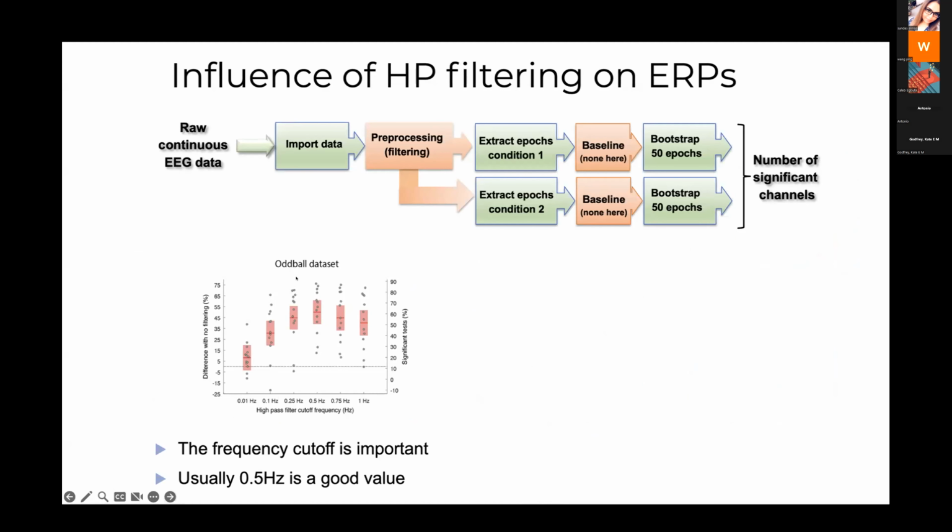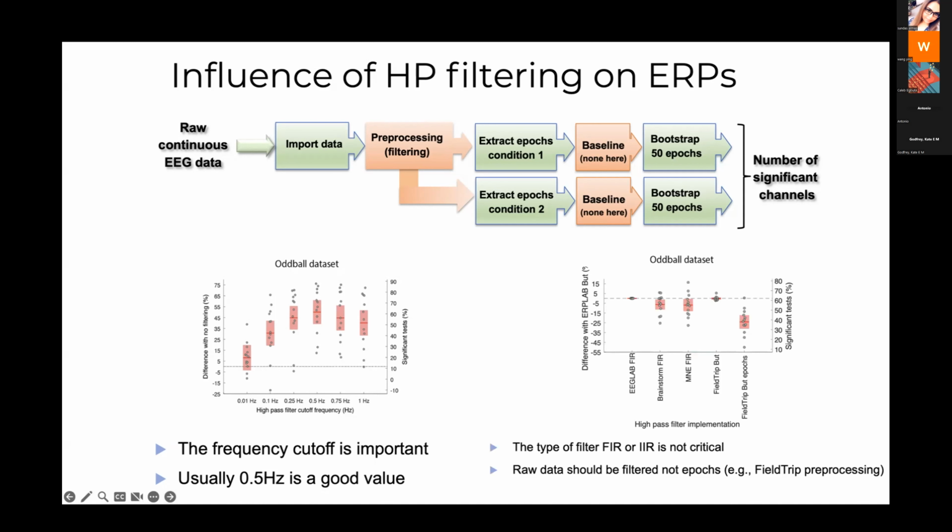And so we see here, that's called the all-ball data set. No filter, so 0.01. That's usually what's advocated, by the way, in the ERP world. They say don't filter your data above 0.01 because you're going to ruin the ERP. But we see here that the difference in the ERP dramatically increases if you go up to 0.5 hertz, for example. You get 60% more significant electrodes when you high-pass filter at 0.5 hertz. We also tested on the other two data sets and found something similar.